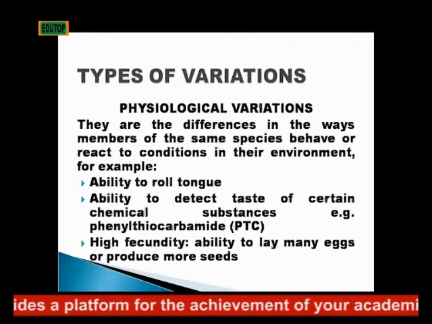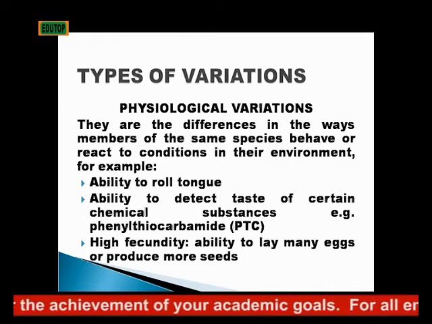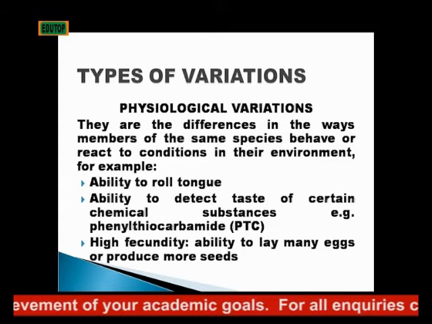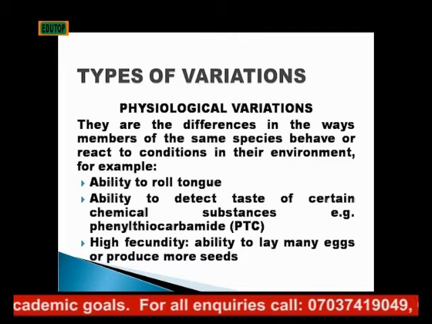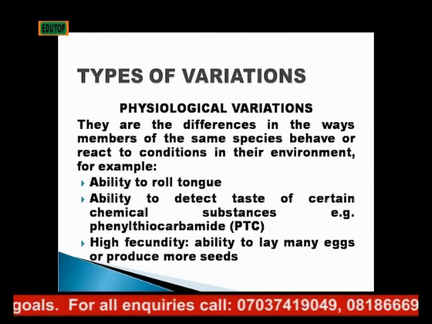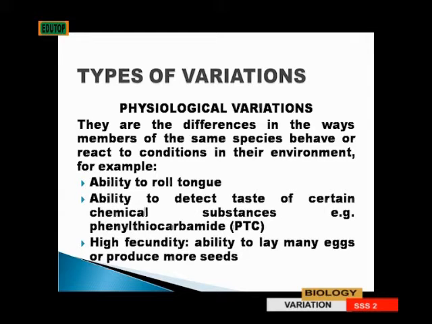Then the next one is the ability to detect the taste of certain chemical substances. For instance, we have phenylthiocarbamide, the PTC. Some people have that ability while others do not have it. So it's a yes or no thing. It's not that the person is averagely tall or so tall or whatever. You can't measure it. It's either a yes or a no.